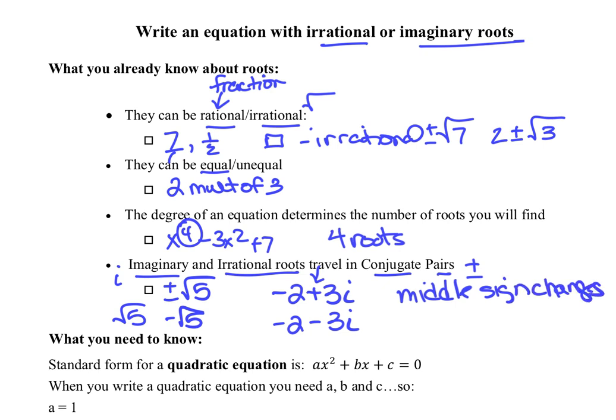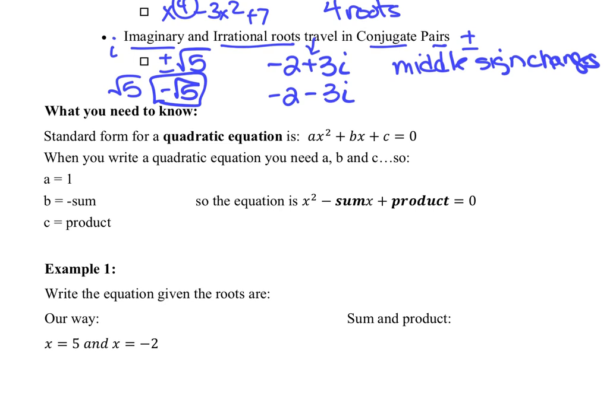That also means, you can't really tell that that's a middle sign. However, it is. So the thing in front of the radical or the i can also be positive or negative. So to do this, it's actually a little easier than yesterday. Your standard form for a quadratic equation is ax squared plus bx plus c. We all know this. When you write an equation, the sum and the product of the roots can help you write the equation.